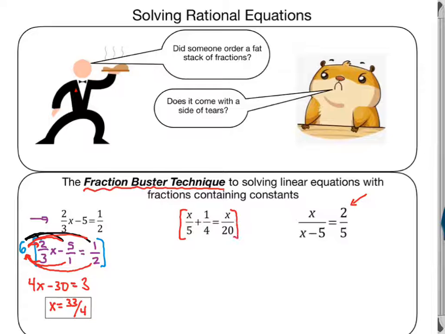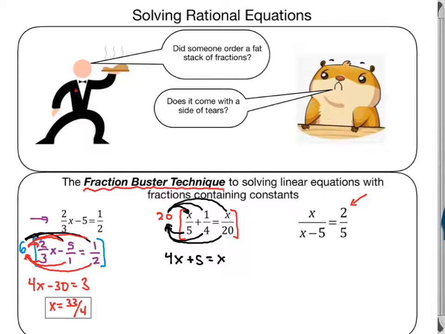Just to knock this one out, the common denominator for 5, 4, and 20 is going to be 20, I believe, last time I checked. So 5 divided into 20 is 4. 4 times x gives me 4x. 4 divided into 20 is 5. 5 times 1 is 5. And then 20 divided into 20 is 1. 1 times x is just x.